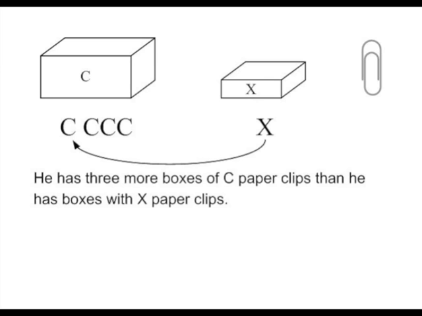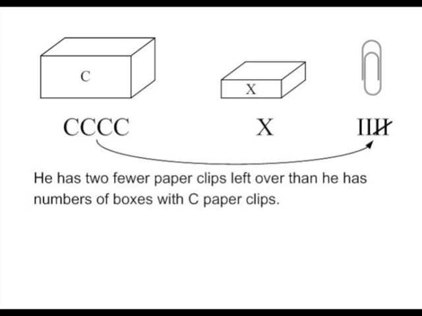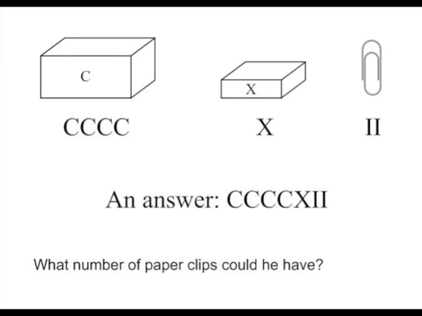It says he has 3 more boxes of 100 paper clips than he has boxes with 10 paper clips. Since we started with one box of 10, to meet this requirement, we should also start with 100 and then add 3 more hundreds. It also says he has 2 fewer paper clips left over than he has number of boxes with 100 paper clips. Since we now have 4 boxes of 100, we'll start off with 4 loose paper clips and then remove 2 of them. I'll just cross off the last 2. So now we have an answer, 412.